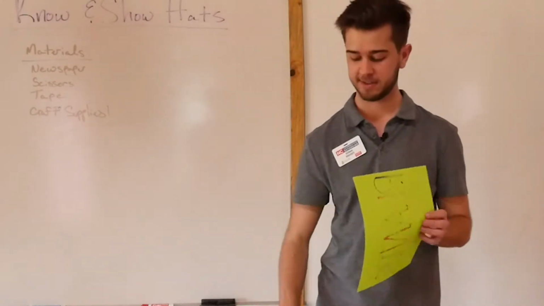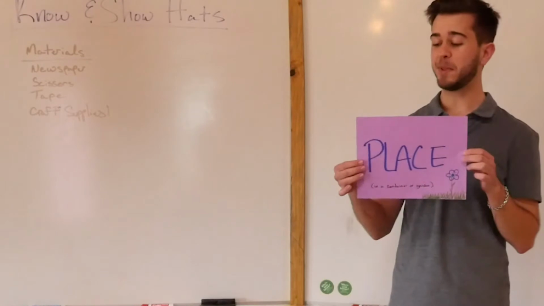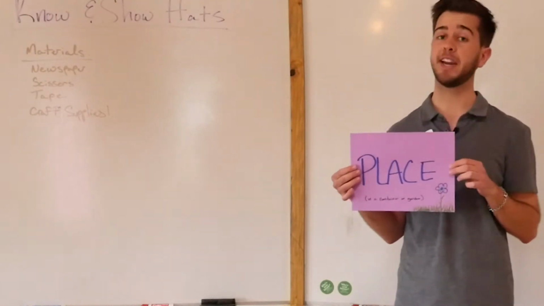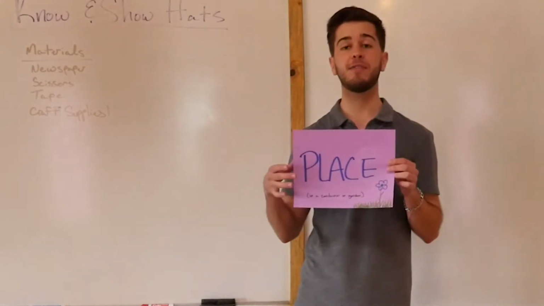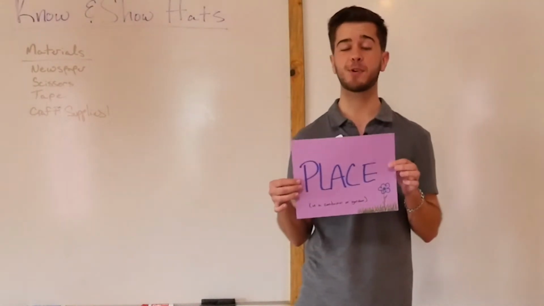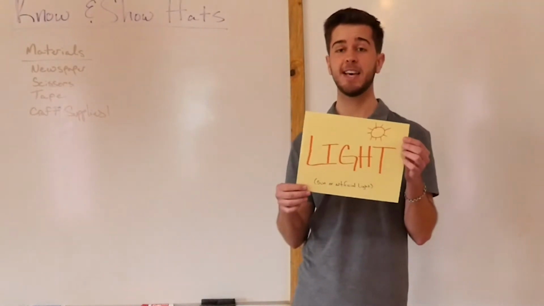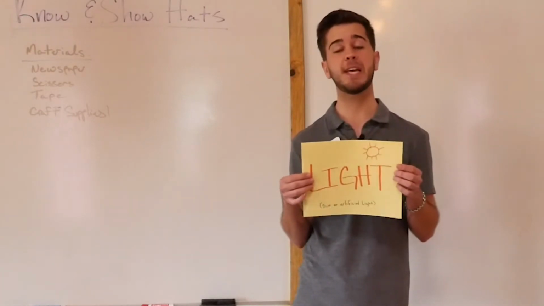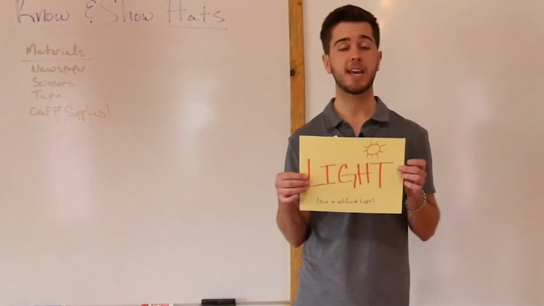So first is a place. P for place. A plant deserves a place to live, whether that's in a container or in a garden bed, or maybe just in the yard or in the forest, there needs to be a place for your plants. L is for light. Sunlight or artificial light is really important because it helps your plants make food and energy so that they can grow and thrive.